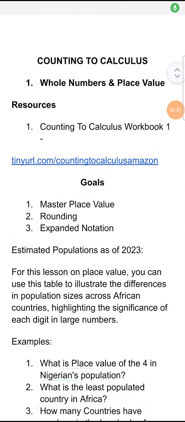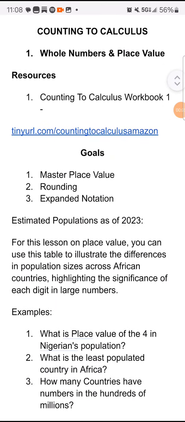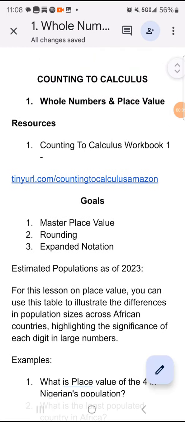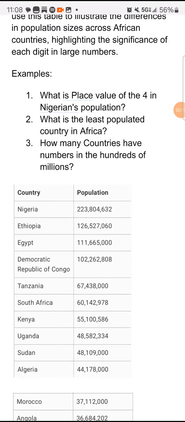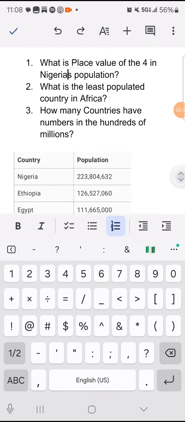Welcome to the video on place value, where I'm going to give a quick real life application. With place value, you can have a number like the population of Nigeria, 223,804,632. And I can ask you, what is the place value of the 4 in Nigeria's population, right? And this should say Nigeria's population, apologies.